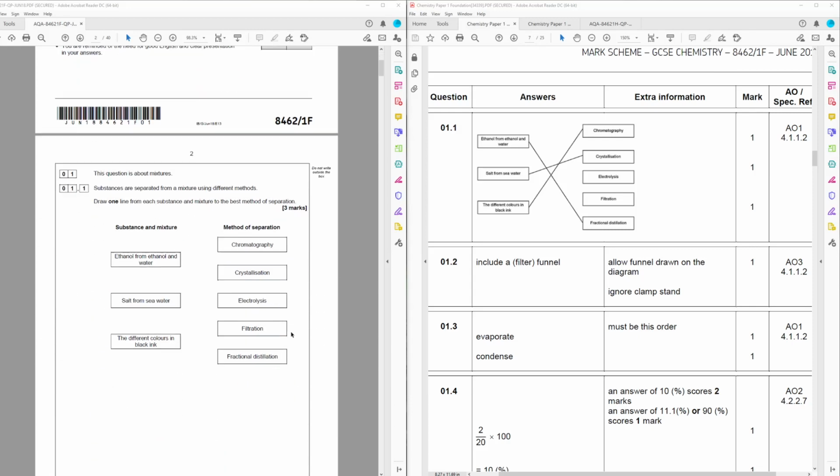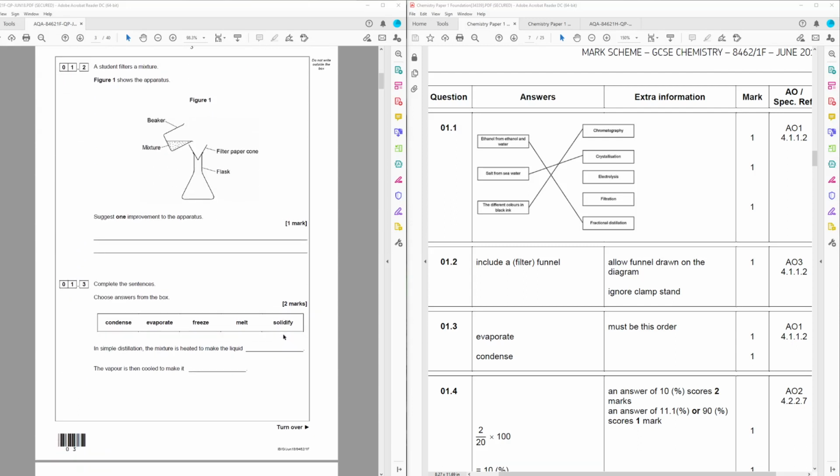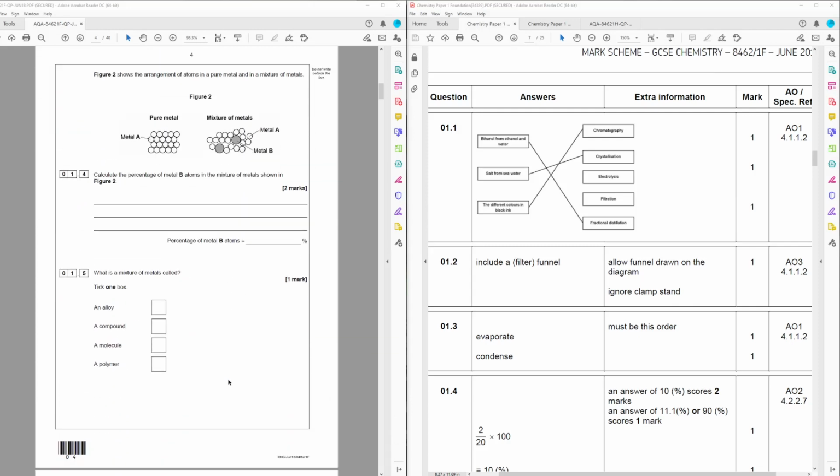So let's get started. I'll try and make sure that you can see the mark scheme, so you don't have to sit and listen to me for absolutely everything. Drawing the lines you've seen for the first question there. Most people were doing absolutely fine on a chunk of this. It was possible that people missed that they've not got a funnel for question 1.2 here to improve it. It's just filter paper sitting in it. You would spot that quite easily. Evaporate and condense was quite commonly answered here, but easy mistakes.